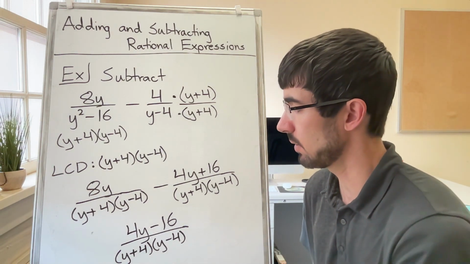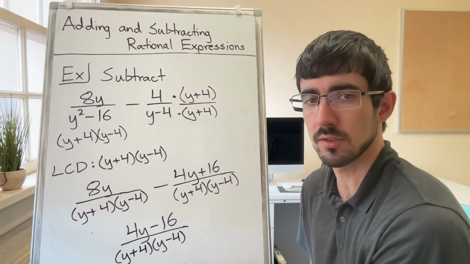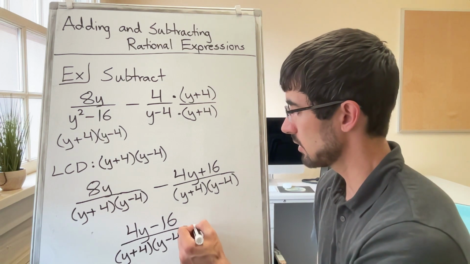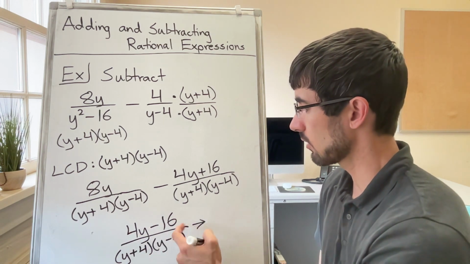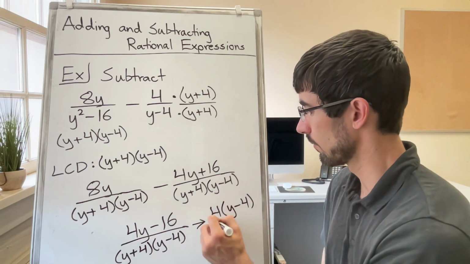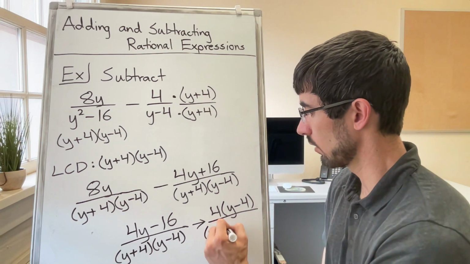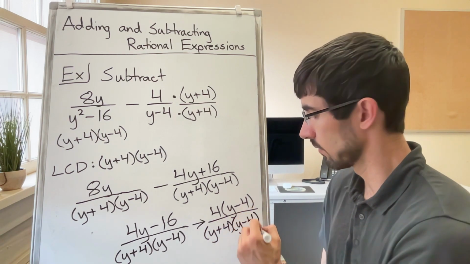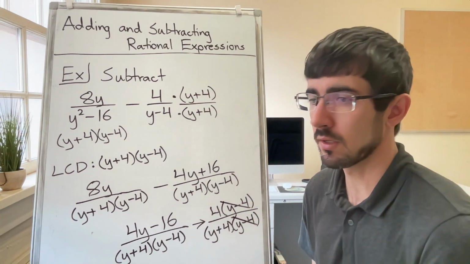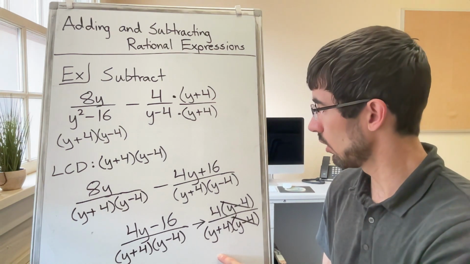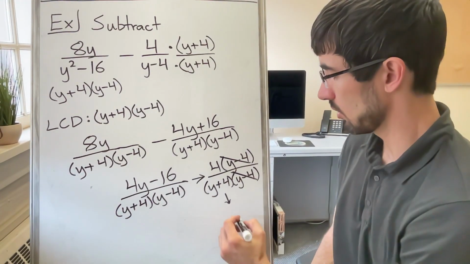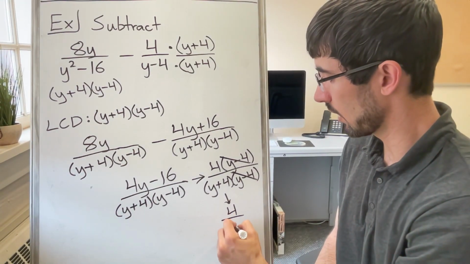But we're not quite done because we need to see if there's any common factors here that can be divided out to simplify this single expression. And in this case, there is a common factor. I can factor the numerator as 4 times y minus 4 over y plus 4, y minus 4. Now I recognize there's a common factor of y minus 4 here. And my final result is simply this part, 4 over y plus 4. Let's rewrite that down here to show our final answer, 4 over y plus 4.